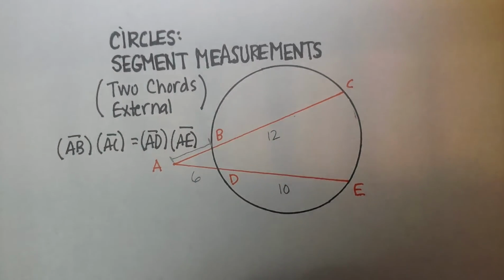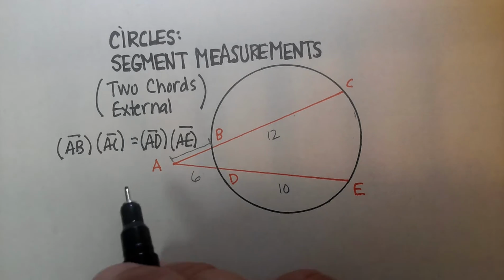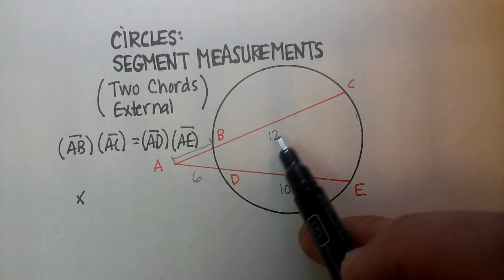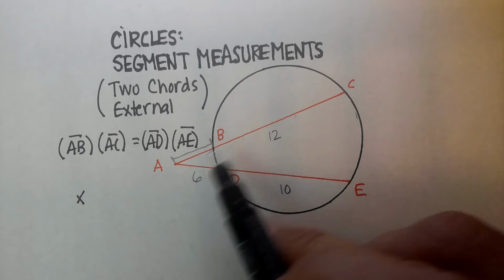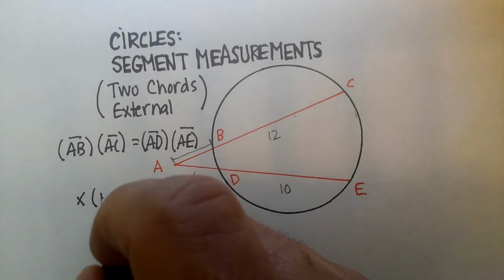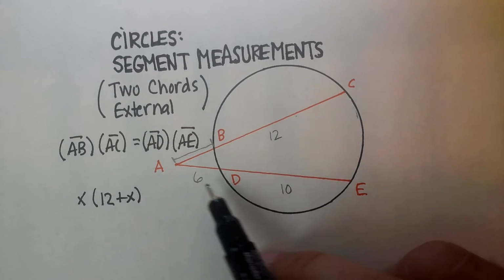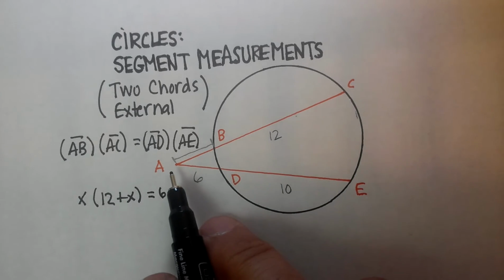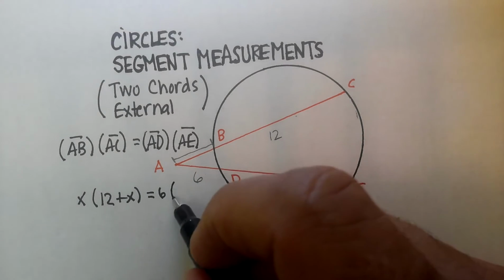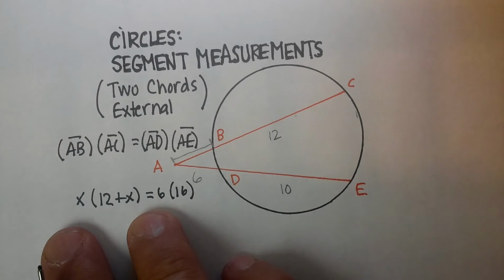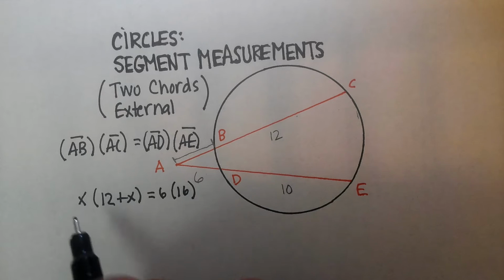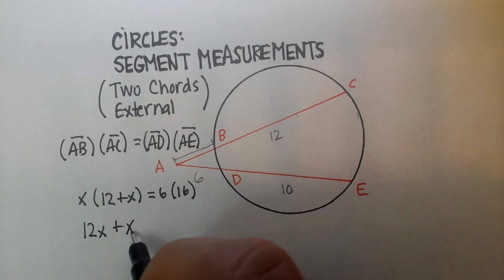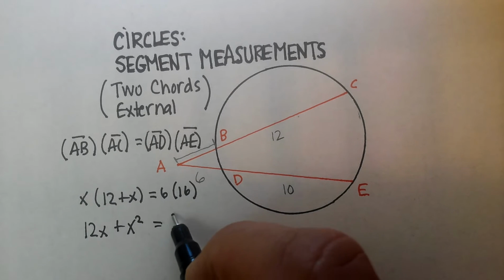Well, basically just do a substitution. AB is what we're looking for. Let's call that X. AC would be 12 plus X, right? Not times X, but 12 plus X. We know that AD is 6, and we know that AE is 16. Okay, now let's solve for X. You see what's going to happen here? When we distribute the X, you're going to get 12X plus X squared is equal to 96.